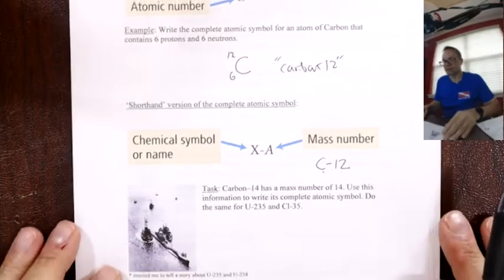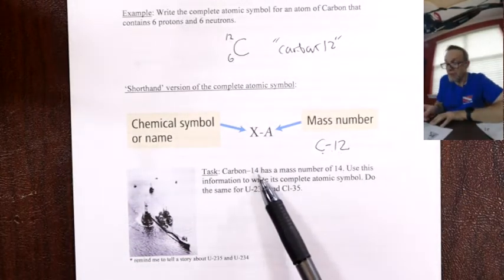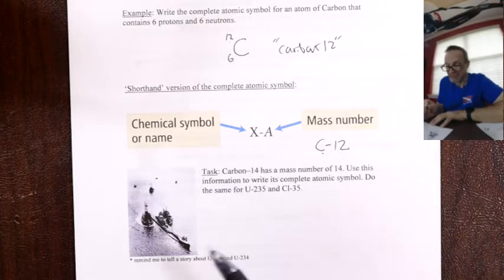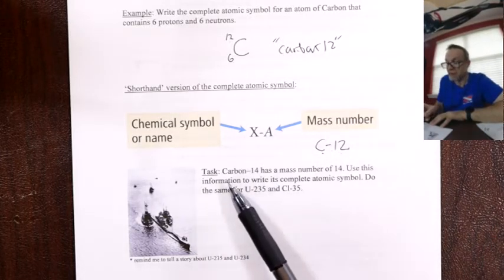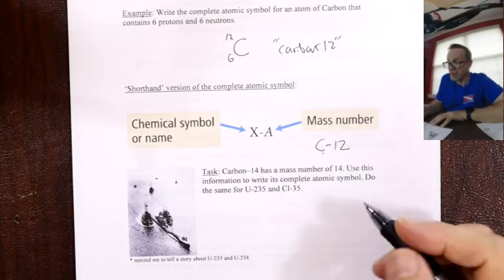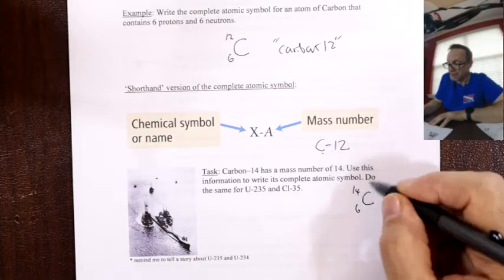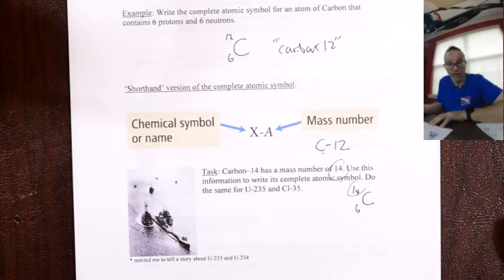All right, now let's do another one. So carbon 14, which is used in carbon dating, we may talk about that in a little bit. Okay, carbon 14 is an isotope of carbon, right? So it's carbon, let's just do its complete atomic symbol, that weighs 14. So that means it has 2 more neutrons than carbon 12.